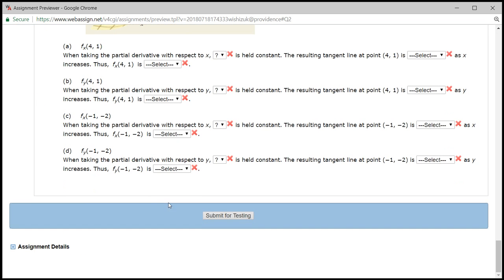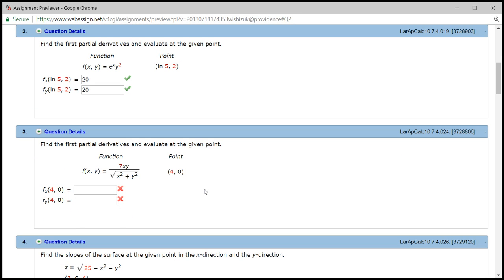So let's check the answer. Submit for testing. All right, I came back and looks like we got both of these partials correctly. That's it. I hope that this was clear.